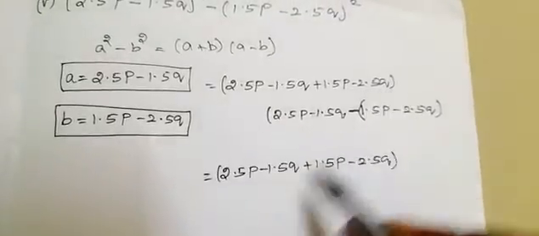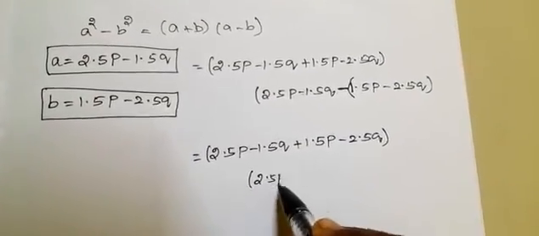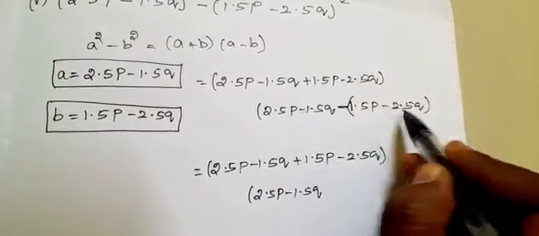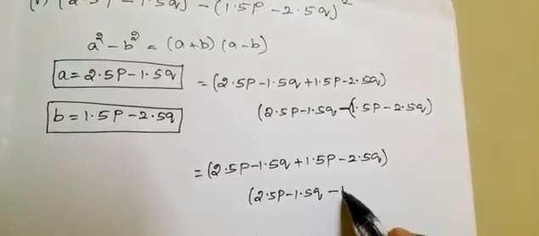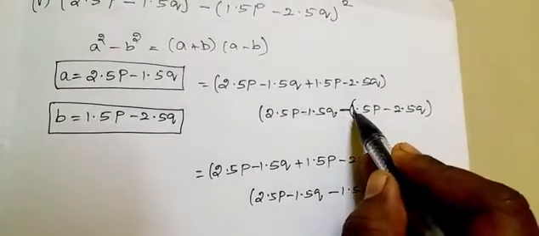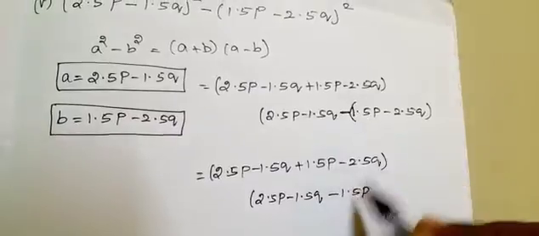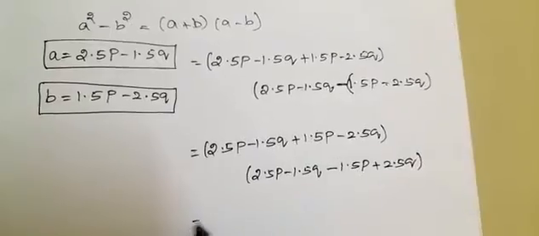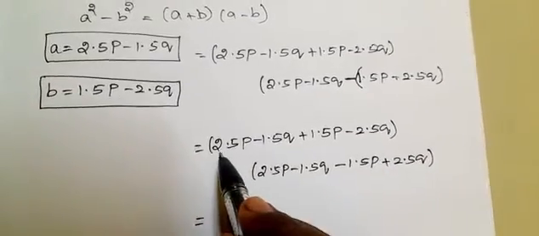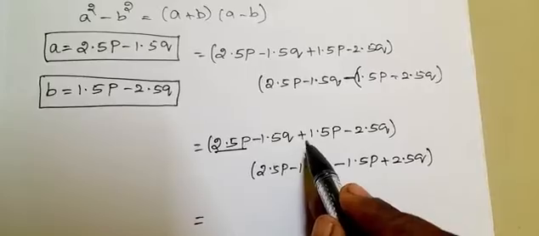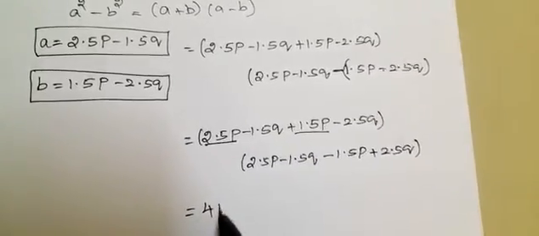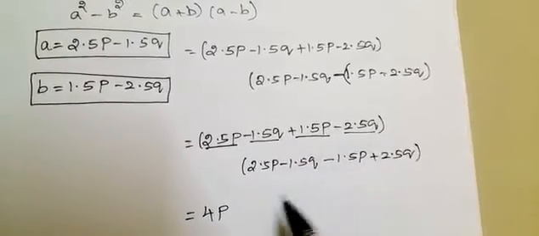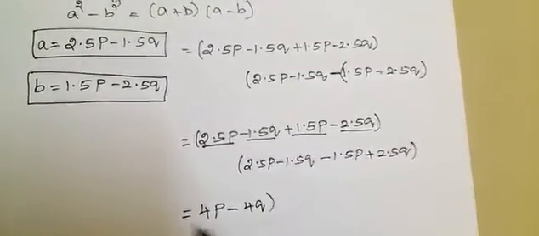Let us rewrite this again. When we remove the bracket, the minus will be changed to minus 1.5p. It's a plus, right? Plus 1.5q. So plus into minus is minus, minus into minus is plus 2.5q. Let us simplify the first bracket. 2.5p plus 1.5p, we add, we get 4p. Again minus 1.5q minus 2.5q will be minus 4q.